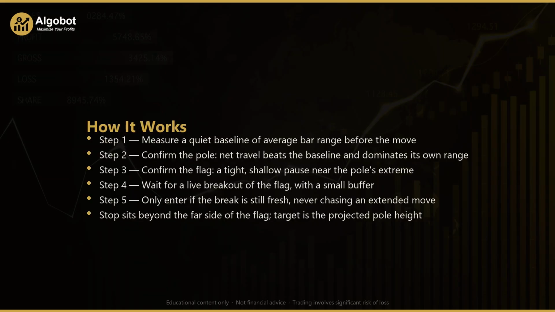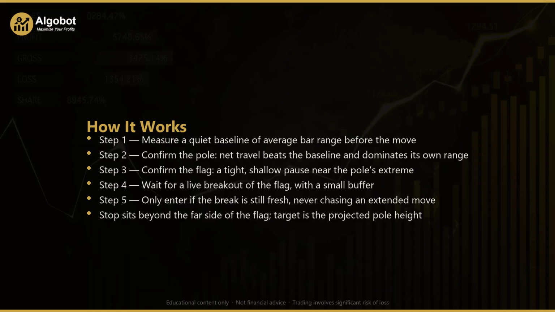Let's walk through the exact logic step by step. The expert advisor reevaluates once per newly closed bar, so it isn't reacting to every flicker of price. First, it builds a baseline. It looks back over a quiet stretch of candles, 20 by default, and calculates the average bar range across them. This baseline is the reference for what normal movement looks like before anything interesting happens.